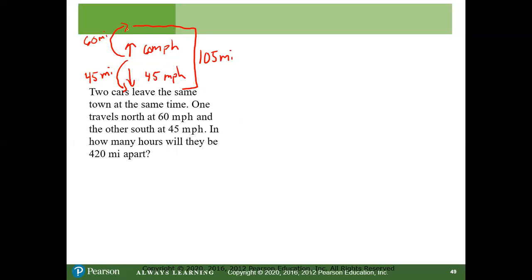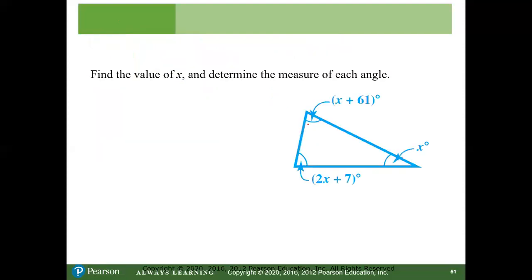So again, when they are going in opposite directions, all you have to do is add the speeds together to figure out what their miles per hour are. And we'd have the distance formula, distance equals rate times time. So our distance is 420, their rate is 105 miles per hour apart from one another. We can use this to figure out what the time is. So it is going to be 4 hours before these cars are 420 miles apart from one another. All right.